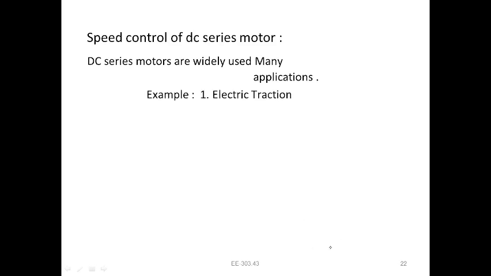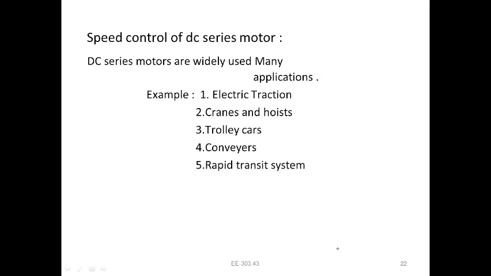Now the next topic, speed control of the DC series motor. In the previous part we talked about the shunt motor, and now we will discuss speed control of the DC series motor. DC series motors are widely used in many applications. The first main one is electric traction, and also cranes, hoists, trolley cars, conveyors, and rapid transit systems.